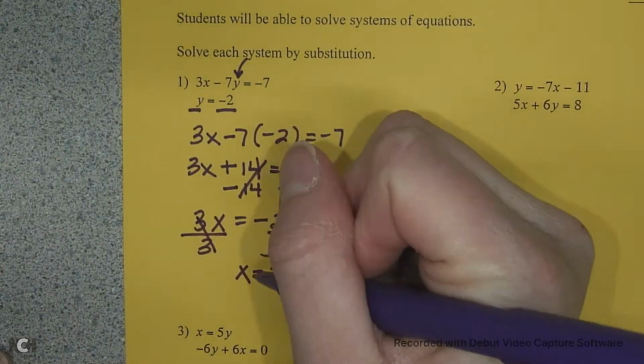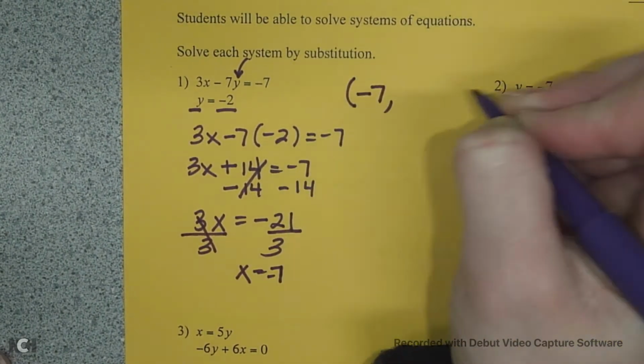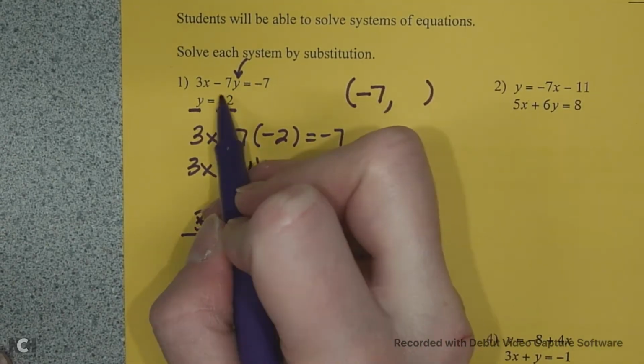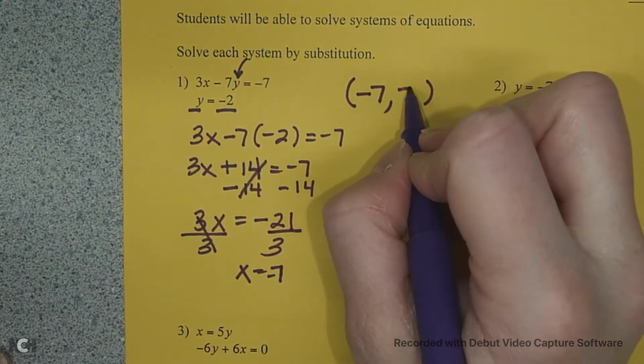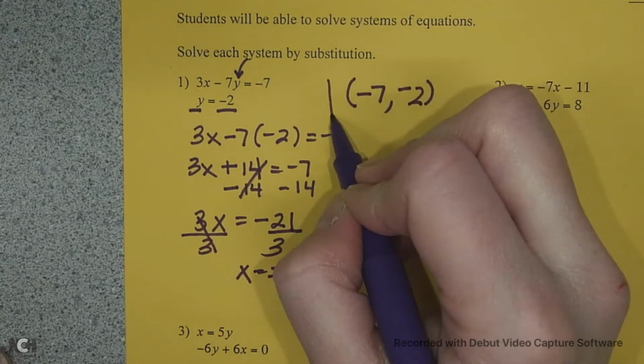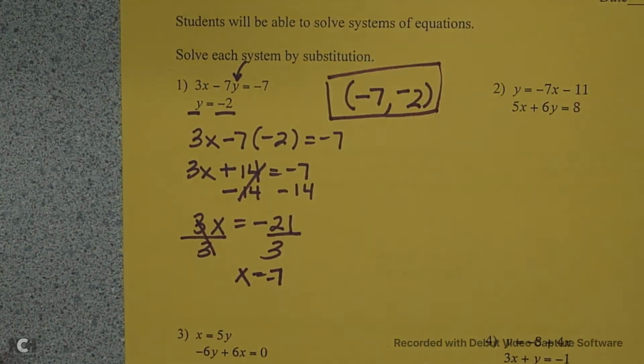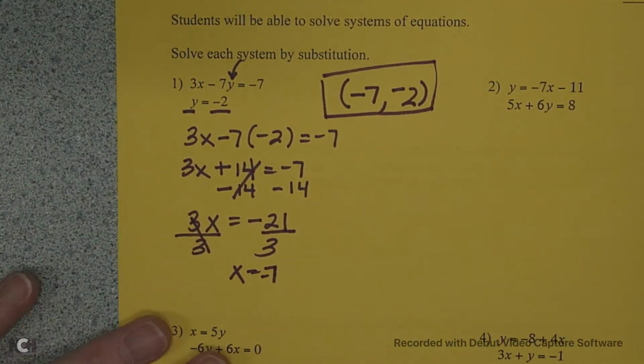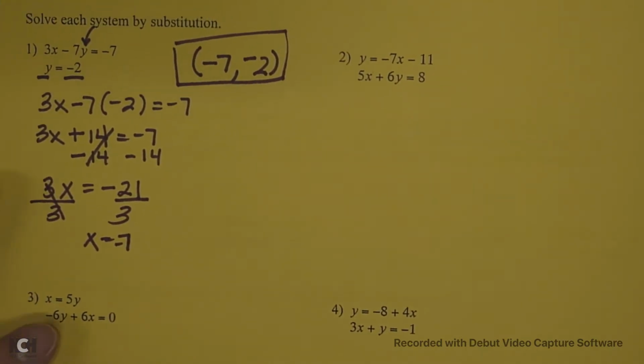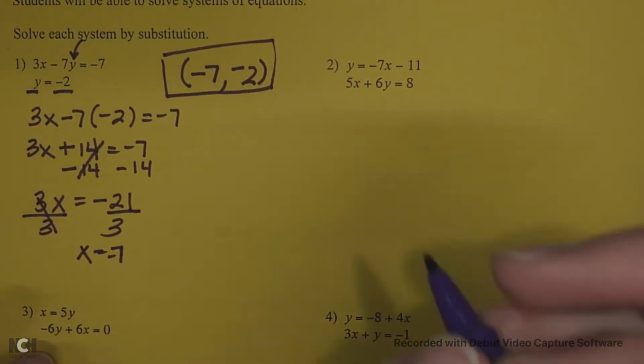So now we're going to write our answer. We have our x value, and then the y value is already solved for you, so your answer is -2. So this is the solution to the system. We use substitution.